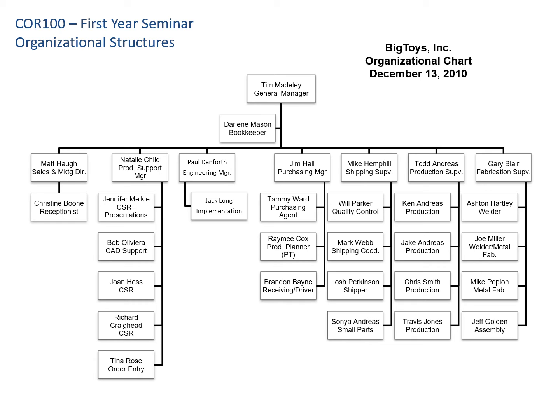But in this example here, based on what I've said already, you can probably see that the company was organized based on functions. So we had sales and marketing, product support, which is another word for customer service, engineering, and then all of the production related fields. So purchasing, shipping, and fabrication, which is production. Again, this helped people see, okay, I know who my boss is. If I'm Mike Pepion and I need help from Chris Smith, I know who I should go and ask. Can Chris help me? That sort of thing.